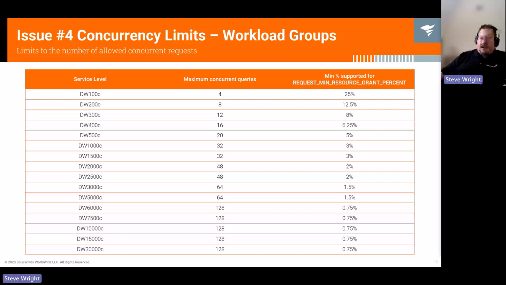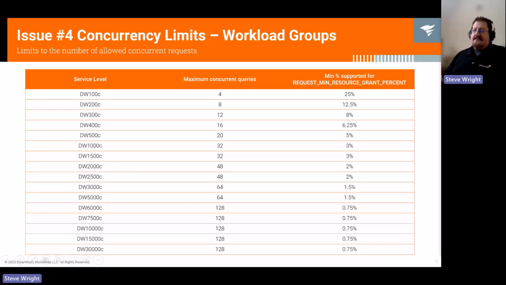So just be aware, depending on what service level you're currently set at, and obviously you might be scaling multiple times a day, or whatever you need there, be aware that that's going to change the maximum concurrent queries that can be handled at the same time.